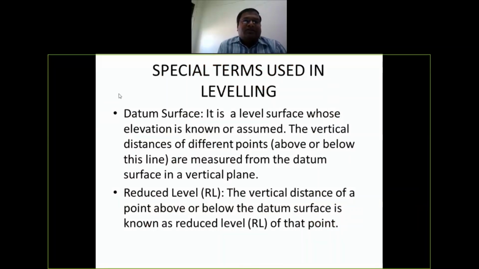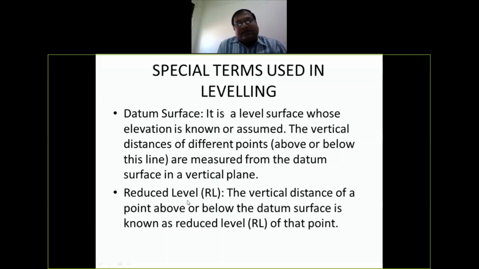The first terminology is datum surface. So what is the meaning of datum surface? It is a level surface whose elevation is known or assumed. The vertical distances of different points above or below this line are measured from the datum surface in a vertical plane. It means it is a level surface with respect to which we measure the elevation.